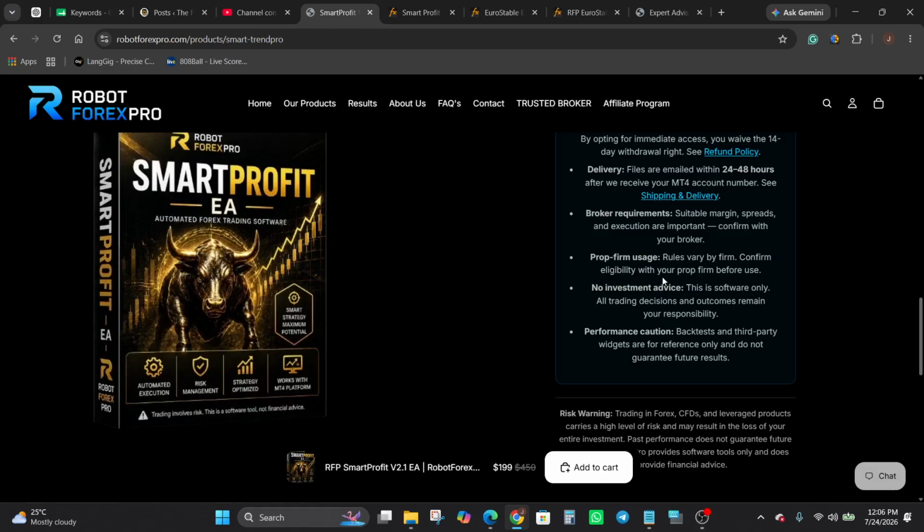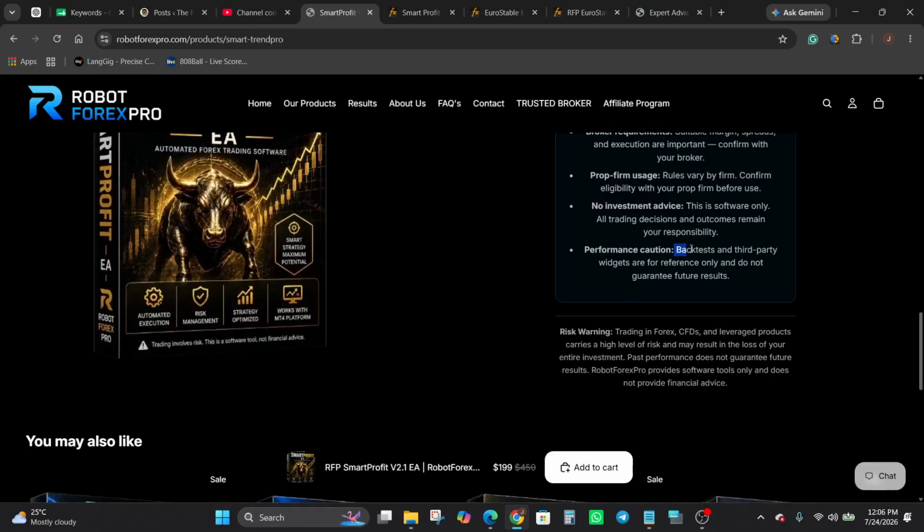As for prop firm usage, for those who would like to use the EA on a prop firm, you can see that the rules vary by firm, so you should confirm eligibility with your prop firm before using. Here we can see, as usual, backtests and third-party widgets are for reference only and do not guarantee future results. It's important to always take note of the risk warning. Past performance does not guarantee future results. Trading in Forex, CFDs, and leverage products carries a high level of risk and may result in the loss of your entire investment. RobotForexPro provides software tools only and does not provide financial advice.